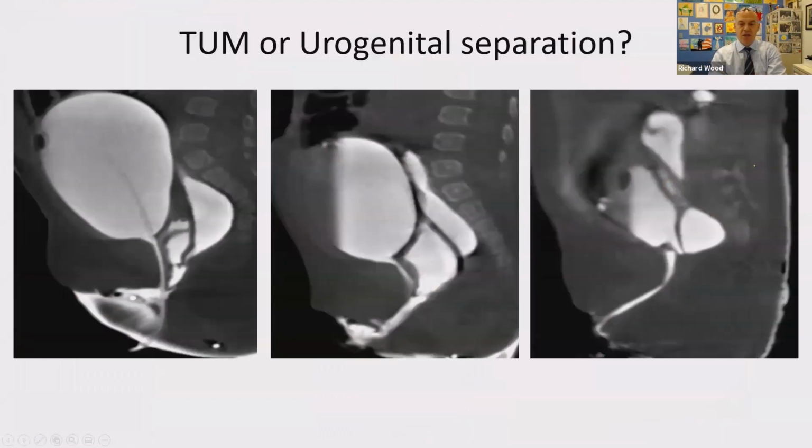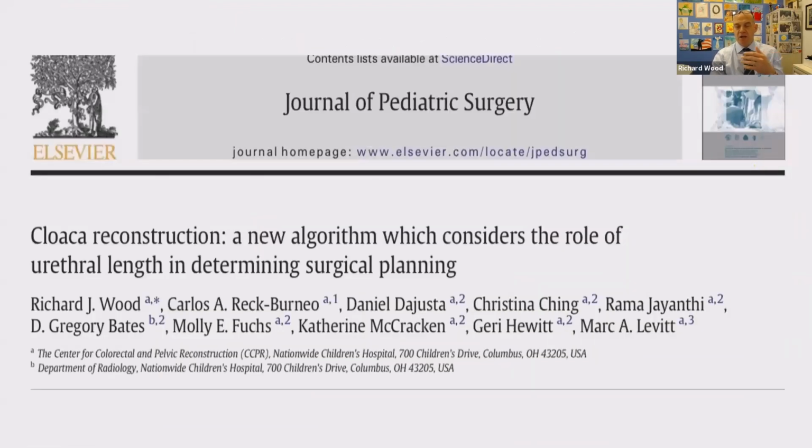So just to go over it again, the information that we need to make those decisions is the length of the common channel. And here we can see 3 examples: short common channel, medium common channel, less than 3 centimeters with a good urethra. Here, very short urethra, long common channel. And by getting these images and getting those measurements, we can make a decision on what the next step should be. So we proposed this new algorithm, and this was done in 2017.